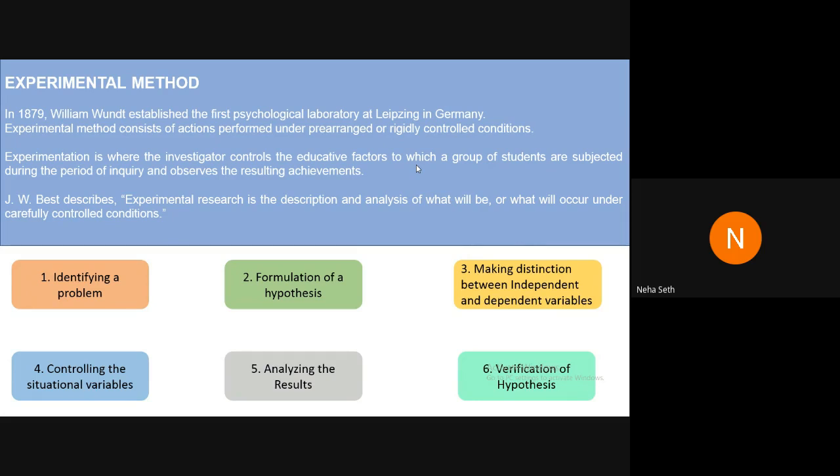When we are talking about this situation, this is a controlled situation. Basically it is a pre-arranged situation. When the environment is pre-arranged and we are knowingly calling some student, asking him or her some questions, interpreting on the basis of the answers given, and then generalizing the results, this is what we call the experimental method.